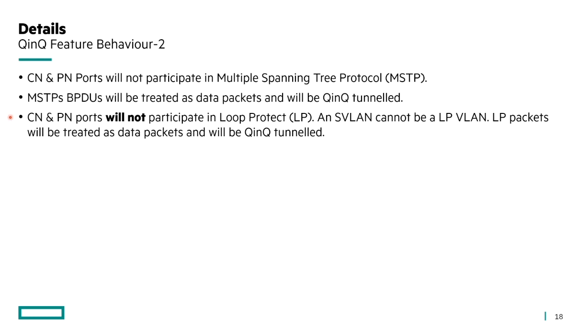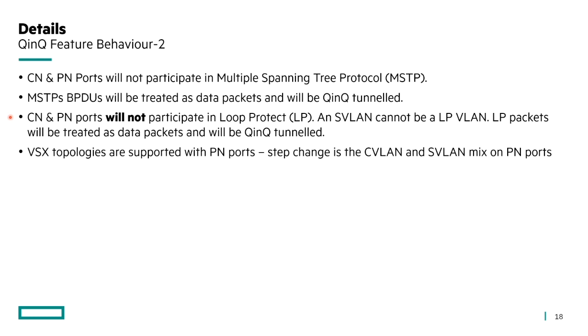LoopProtect usage restrictions. CN and PN ports will not participate in LoopProtect. An SVLAN cannot be a LoopProtect VLAN. LoopProtect packets will be treated as data packets like MSTP BPDUs and will be QinQ tunneled. VSX topologies are supported with PN ports, as we've covered in previous slides.